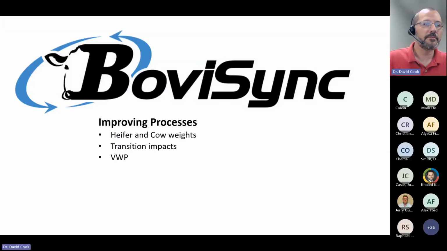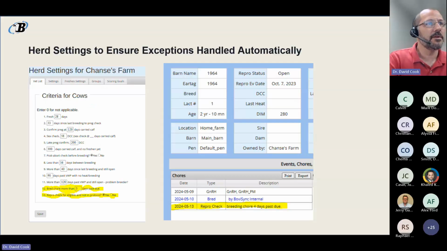All right, so moving to a couple other places of some unique things for improving processes. One thing I was going to point out, most farms in BoviSync have this stuff turned on, but I just wanted to make sure to point it out so people know it and understand it. Some people turn it off because they don't understand it.